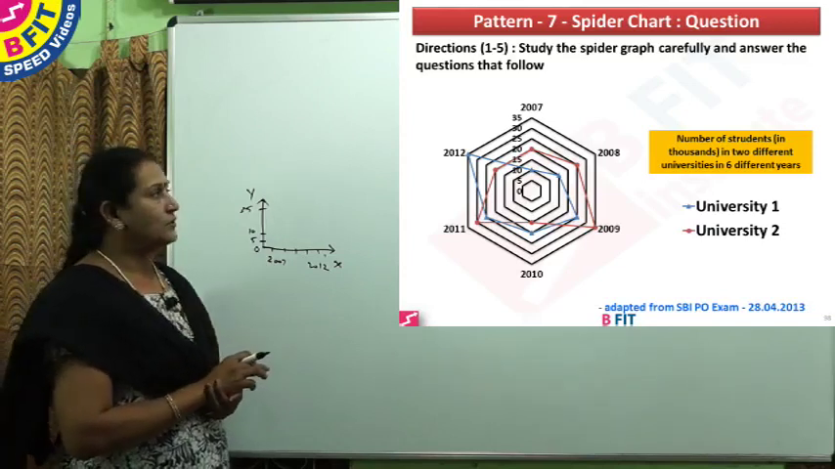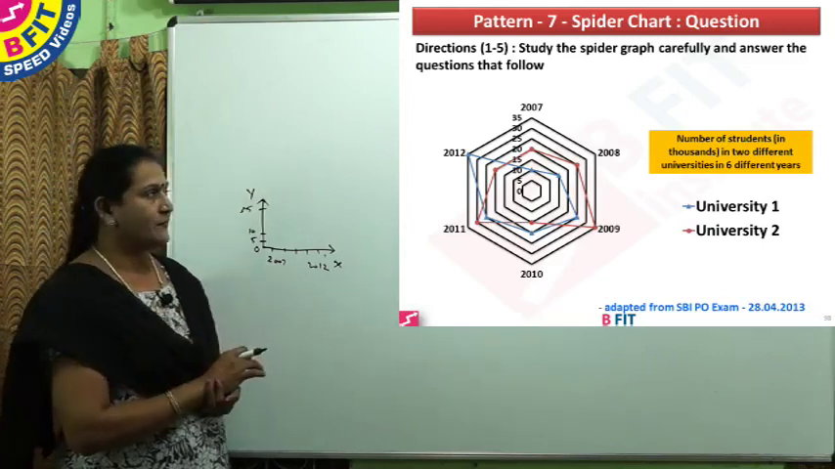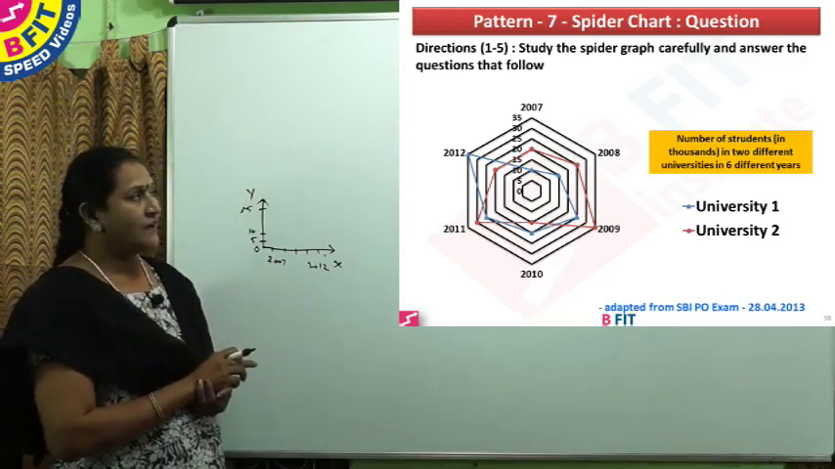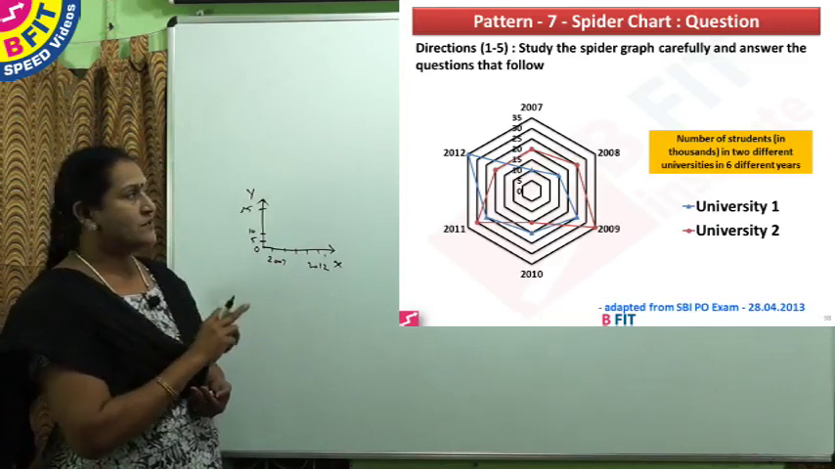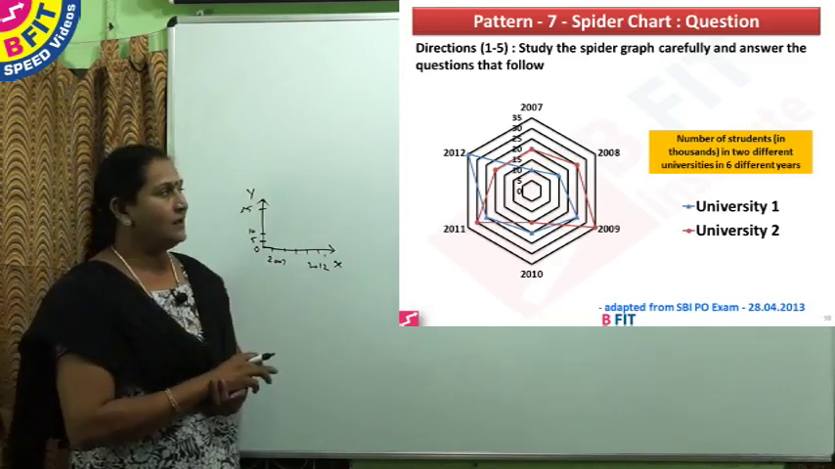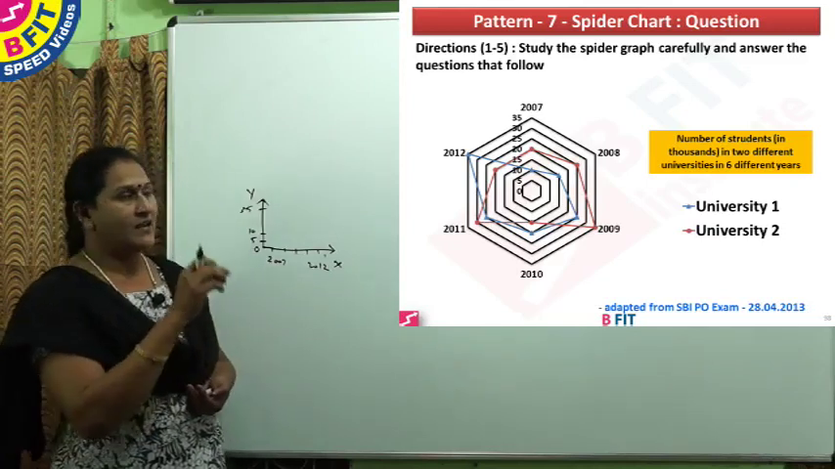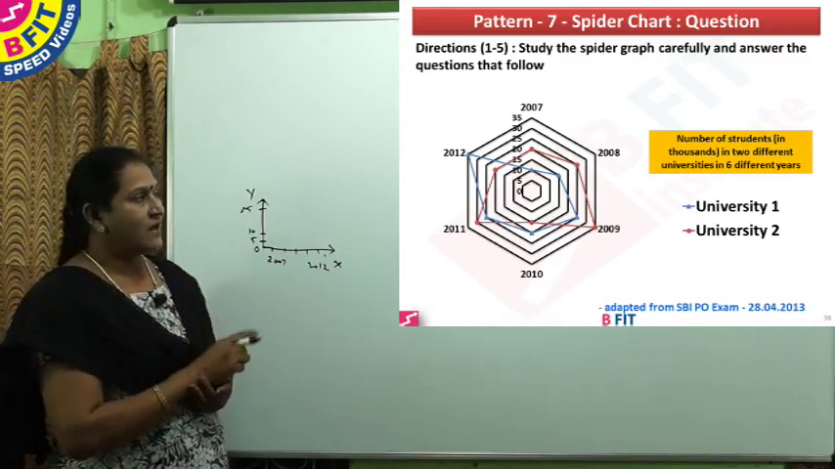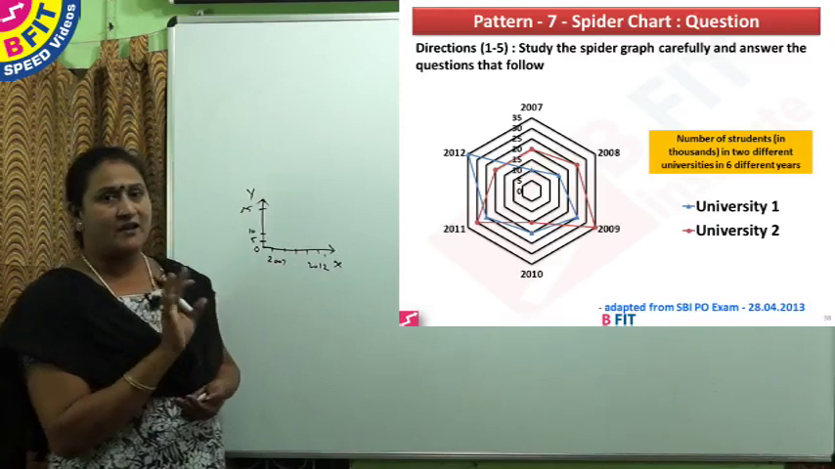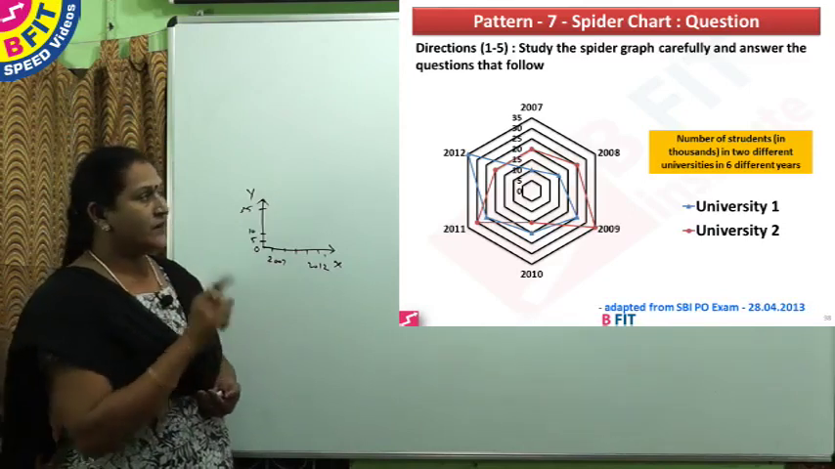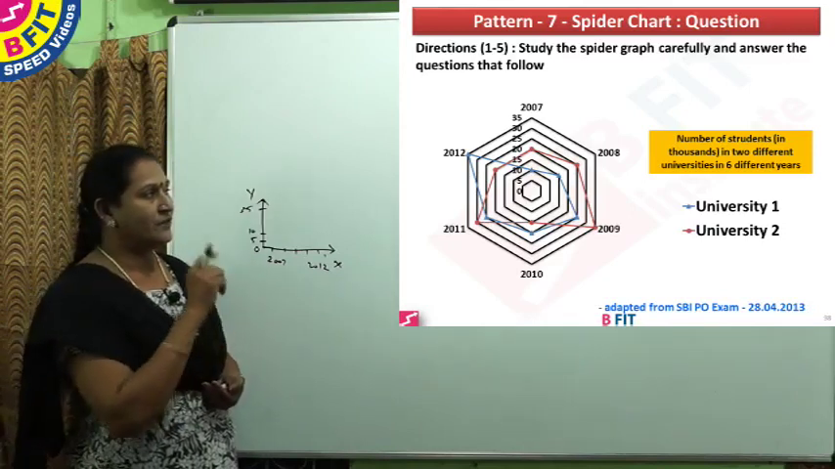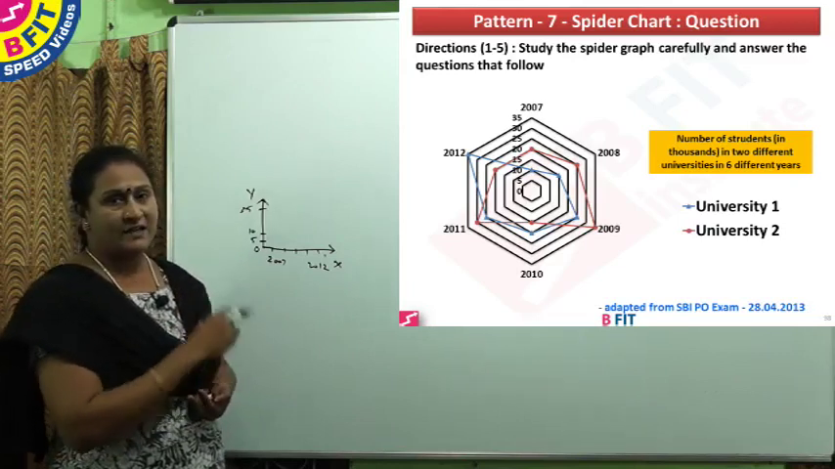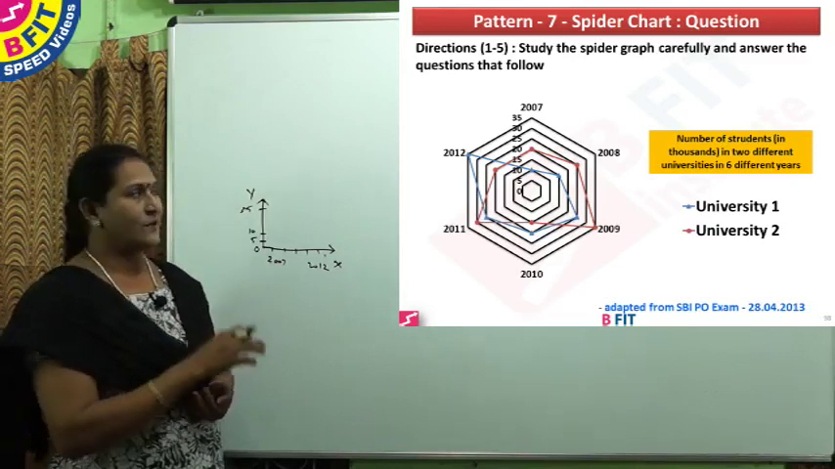and the final hexagon value is 35,000. And the years, we have the years from 2007 to 2012, and each vertex of the hexagon represents a year. So we have 6 years and 6 vertices, so a hexagon is formed. Each vertex represents a year. Now using this data, we will answer the following questions.